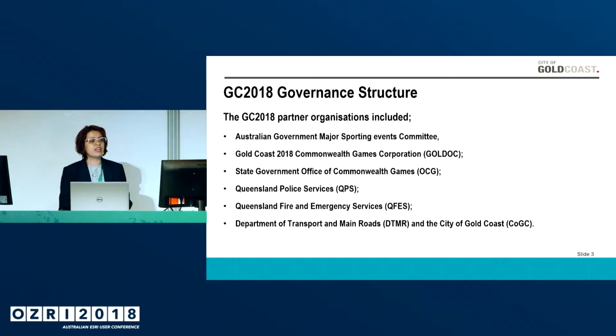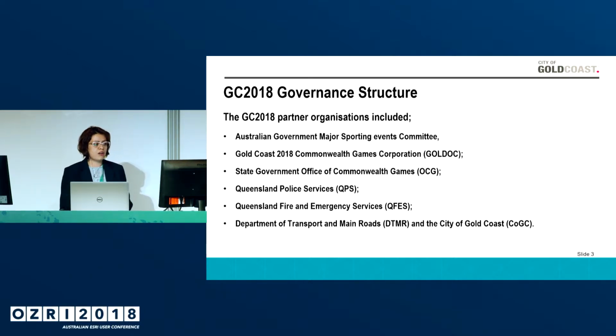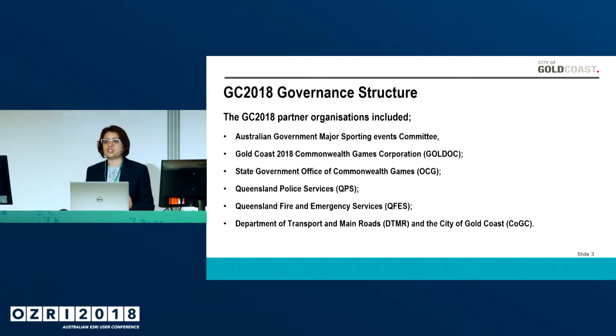Therefore, a lot of time and effort was put into planning and managing the Commonwealth Games to make sure that all the organizations involved had a productive and efficient collaboration in place. To give you some examples of the many organizations involved, we had the Australian Government Major Sporting Events Committee, Gold Coast 2018 Commonwealth Games Corporation or GOLDOC, the Office of the Commonwealth Games at the state level, and QPS, QFES, DTMR, and the City of Gold Coast.